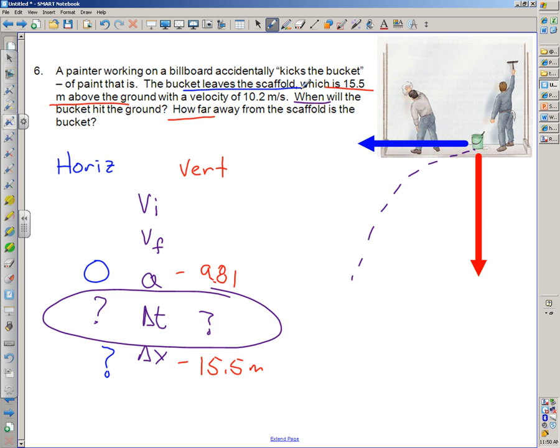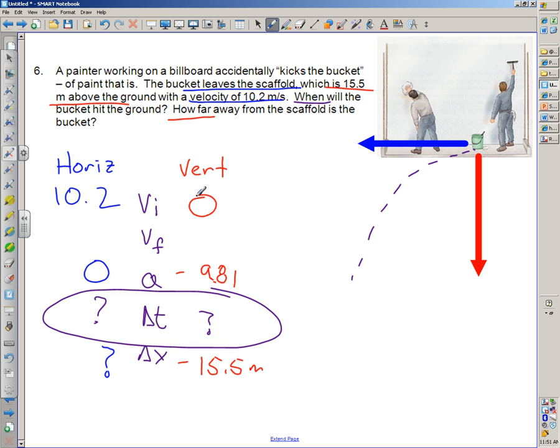So if it says it leaves the scaffold with a velocity of 10.2, that means horizontally it was traveling at 10.2 meters per second. What was it doing vertically? Okay? It wasn't doing anything vertically at the moment that it left the table. We refer to this problem as a horizontal launch problem because when it became a projectile, which way was it going? Horizontally. There's one more thing that we can fill in here before we get started on solving for what we need to solve for.